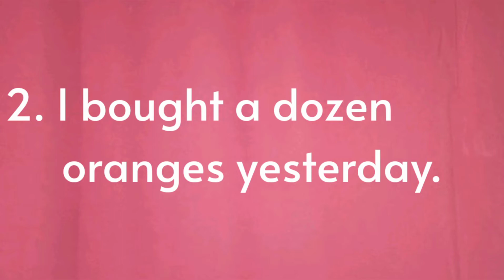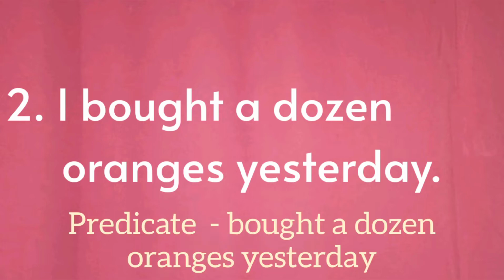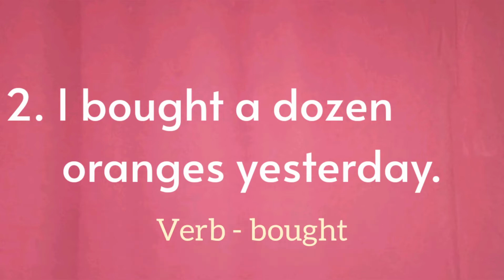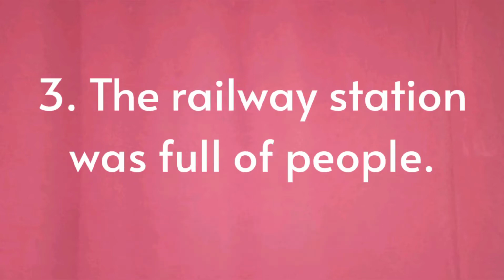I bought a dozen oranges yesterday. Subject is always doer of the action. Who bought oranges? I. Since I did this action, the pronoun I is the subject in this sentence. Bought a dozen oranges yesterday is the predicate. Bought is verb.